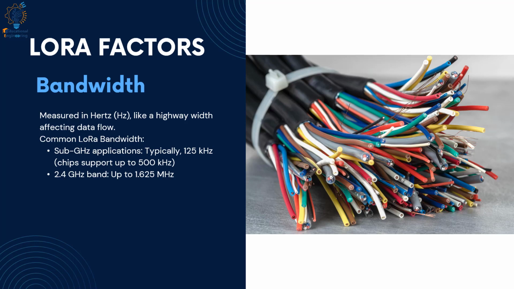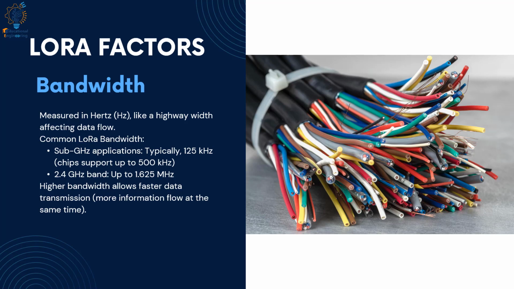Consequently, the commonly adopted bandwidth in sub-gigahertz LoRa applications stands at 125 kHz. There are chips that are capable of modulation at 250 and 500 kHz, as well as lower frequencies. In the 2.4 GHz band, LoRa chips can accommodate up to 1.6 MHz of bandwidth. To choose the right bandwidth, here is a simple rule.